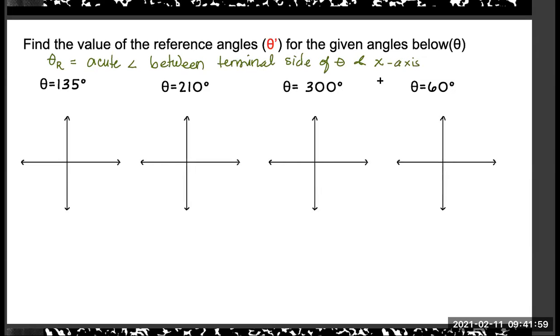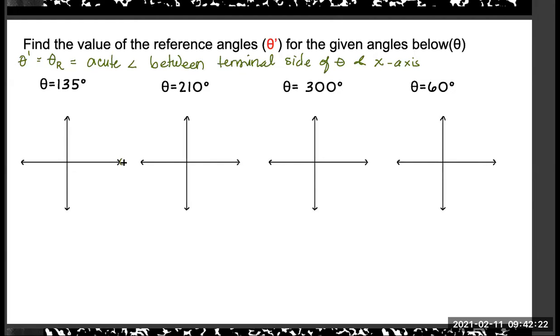So let's look at the following. Oh, they used theta prime for the reference angle. Okay, so that's okay too. Theta prime. All right, so let's first draw the angle. So for the first one, your theta is 135 degrees, right?